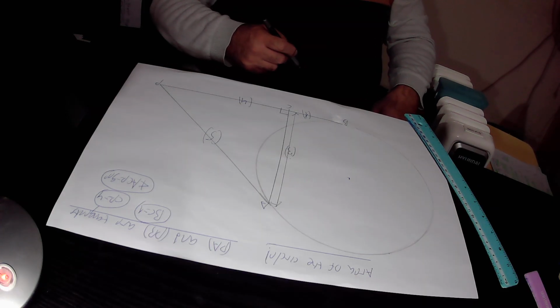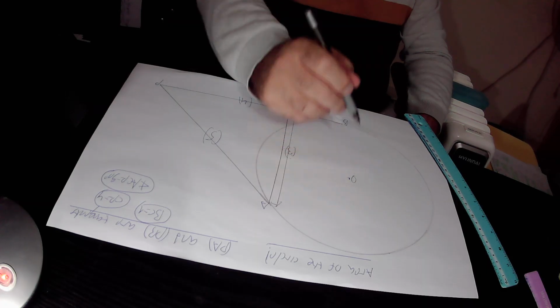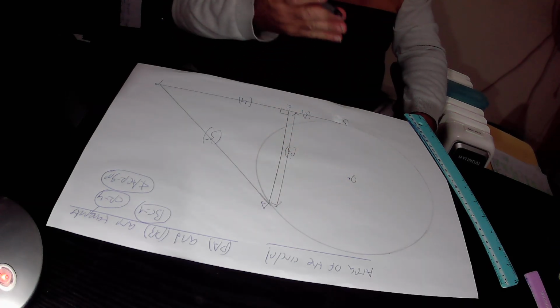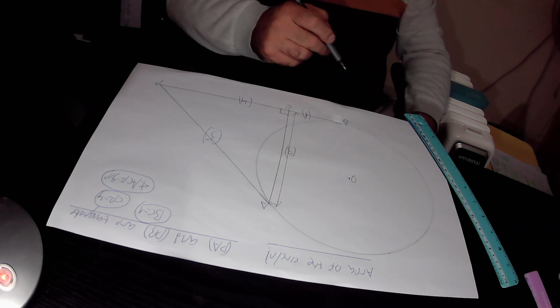In the next step, we will define the center of this circle. This point is point O. We will define the radius of this circle as x. And we will join points O and B together by a straight line.